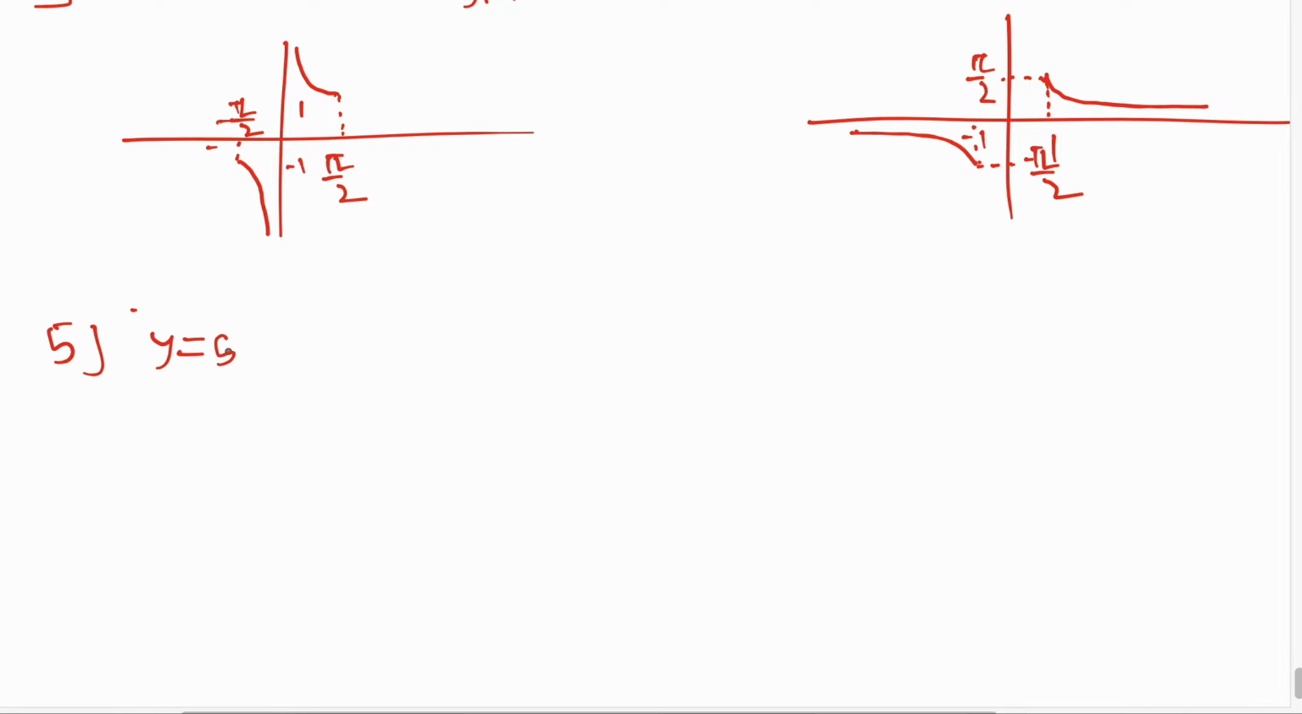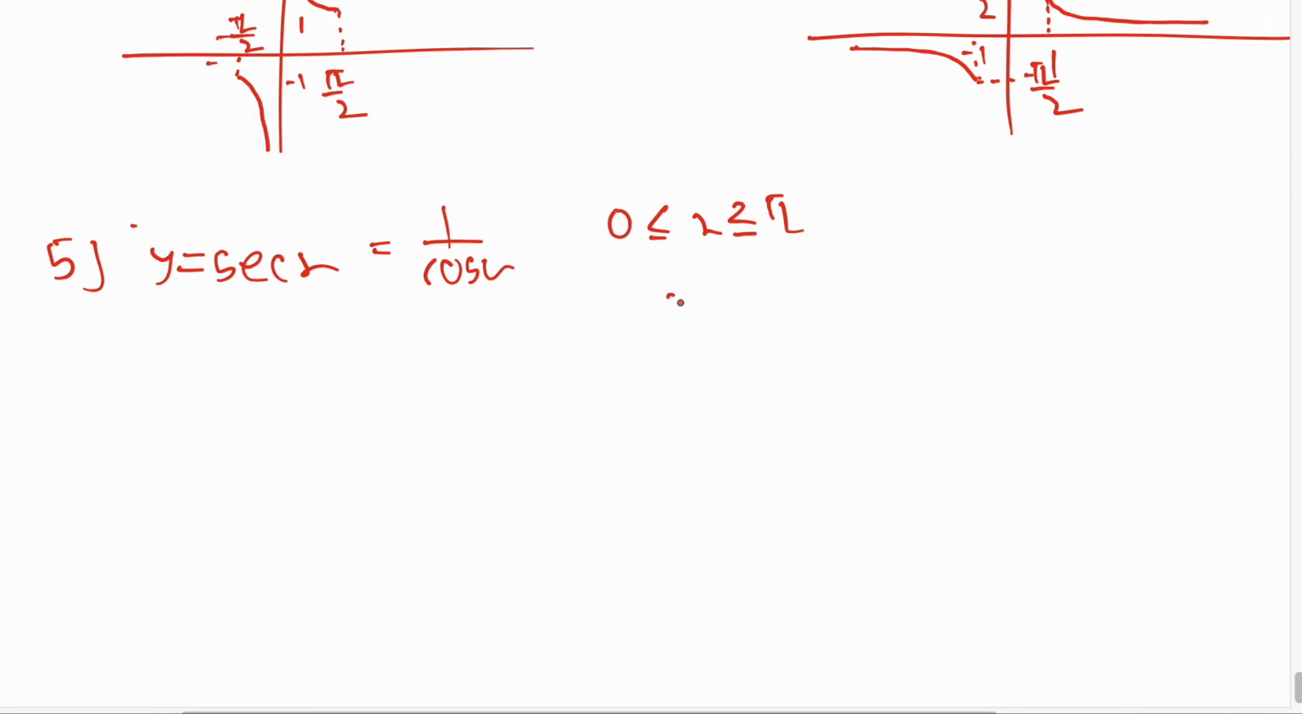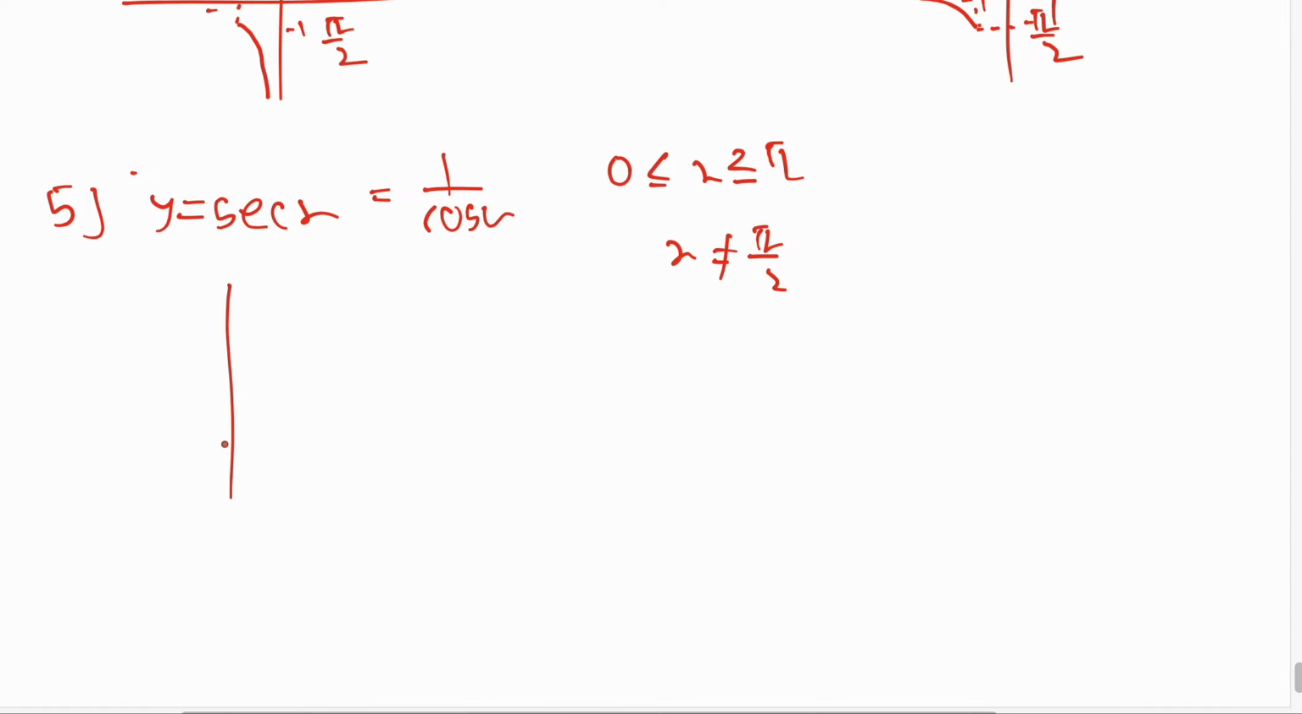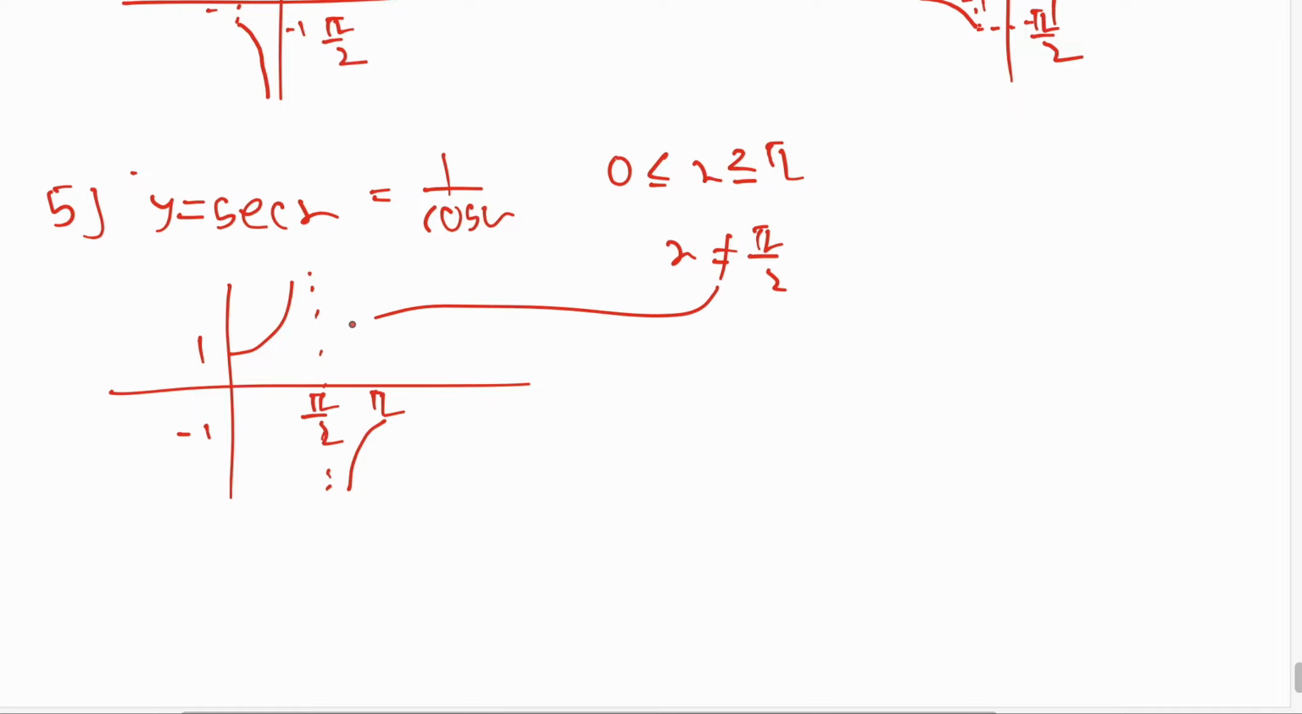y equals to sec x equals to 1 by cos x. The range would be 0 to pi. x is not equal to pi by 2. That means there is an asymptote. So let's draw it here, then there. Okay, this is 1, this is -1, this is pi, and this is pi by 2. Not equal to pi by 2 means there is an asymptote.